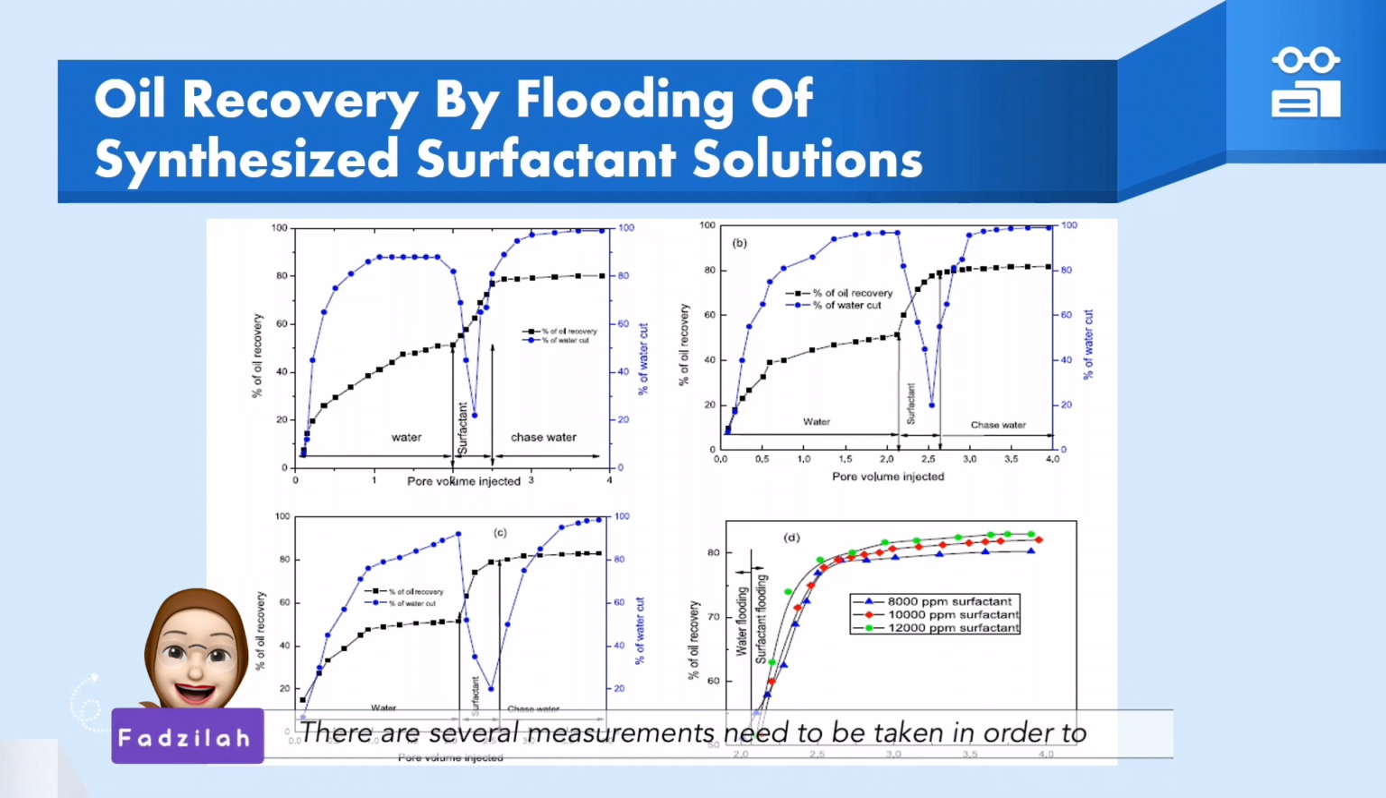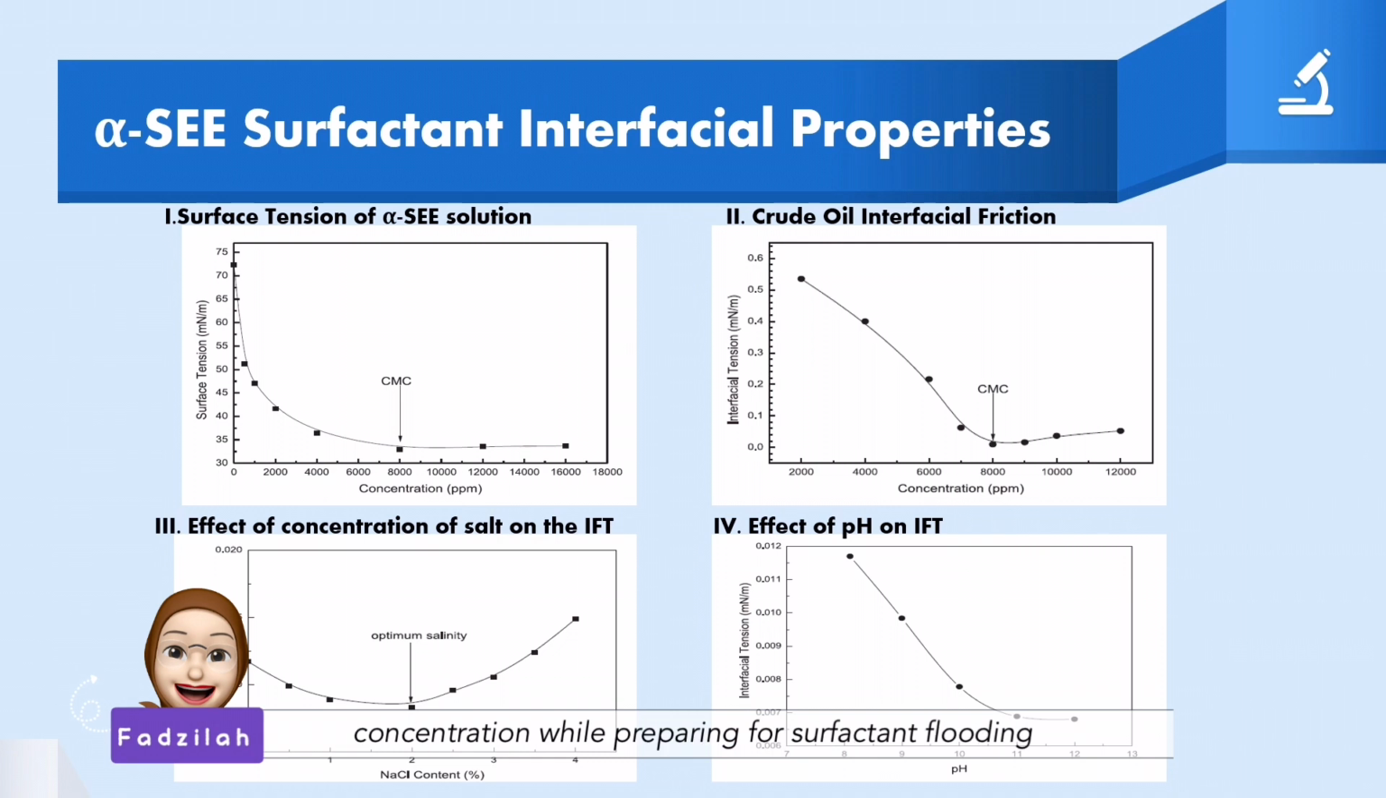There are several measurements that need to be taken in order to design the surfactant slug with optimum surfactant concentration while preparing for surfactant flooding in chemical enhanced oil recovery. Essentially, optimum surfactant concentration depends on the surfactant CMC, surfactant adsorption on the reservoir rock, salt tolerance, and interfacial activity at the oil-aqueous interface.